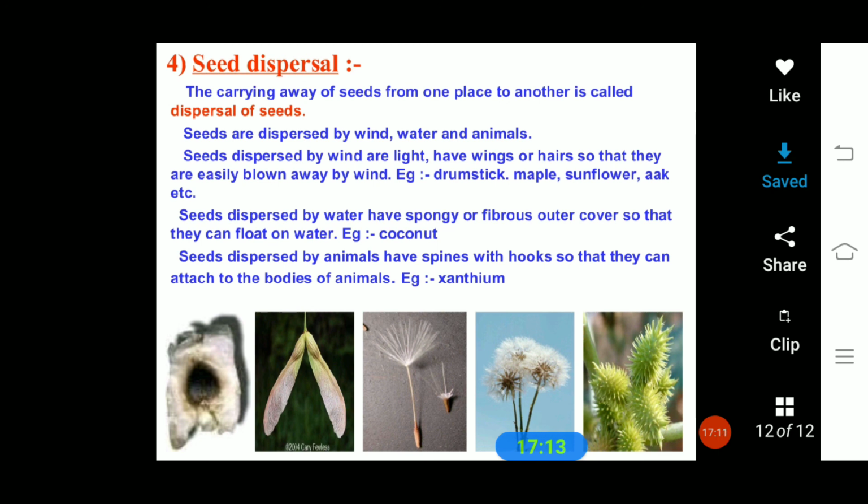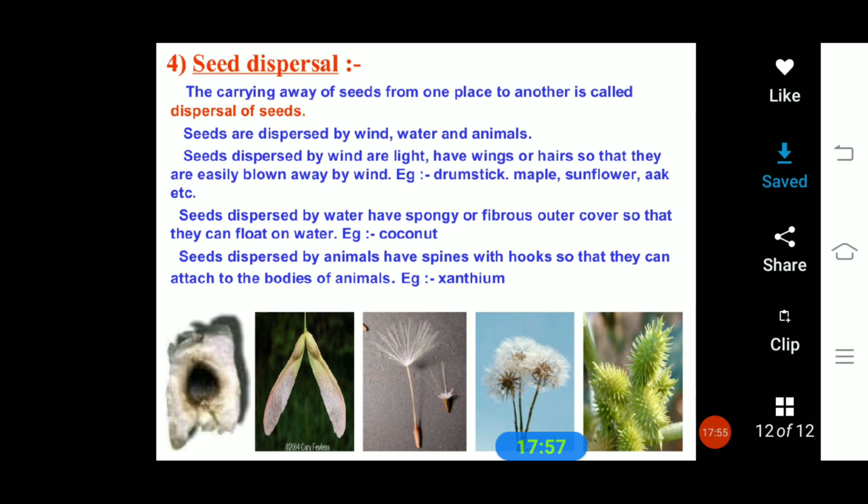So plants benefit by seed dispersal. It prevents competition between the plant and its own seedlings for sunlight, water, and minerals. It also enables plants to invade new habitats for wider distribution. Seeds and fruits of plants are carried away by wind, water, and animals. Winged seeds, such as the examples I told you, drumstick and maple, and seeds of grasses, or hairy seeds of arka, that is madar, and hairy fruits of sunflower get blown off with the wind to faraway places.